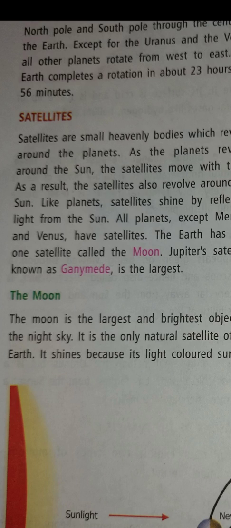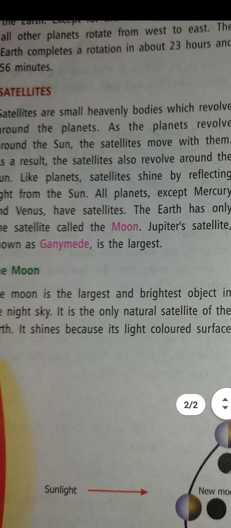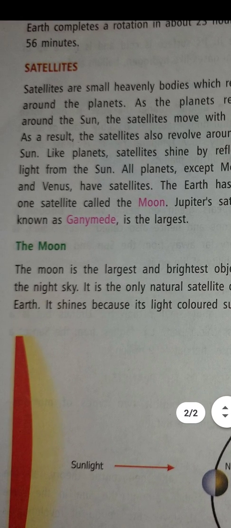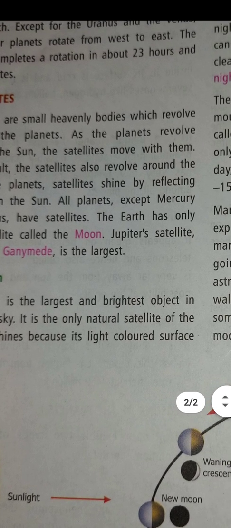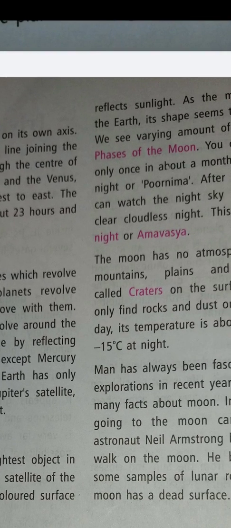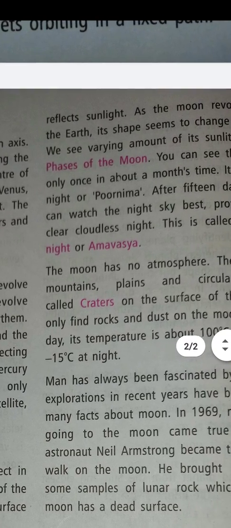Now we'll discuss the moon. The moon is the largest and brightest object in the night sky. It is the only natural satellite of the earth. It shines because its light colored surface reflects sunlight.